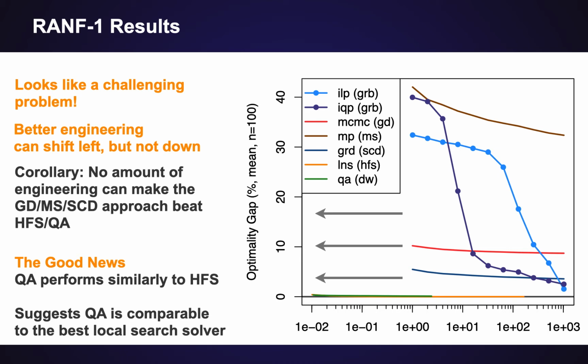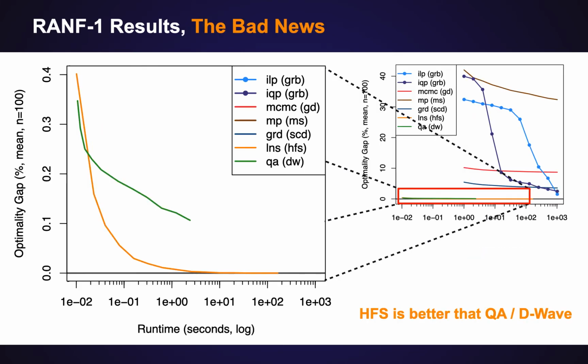The good news here is that quantum annealing, which is represented in green, is doing very similar to HFS, which is represented in orange, which is the state-of-the-art heuristic that we're trying to beat. This suggests that quantum annealing is comparable to the best local search approach that has been designed for this particular problem. Let's zoom in and just look at the results right here, because right now they look kind of on top of each other. It's hard to distinguish them. So when you zoom in here, you see a more nuanced picture where at very, very short timescales, maybe the quantum annealing has an advantage, but very quickly the HFS algorithm is outperforming it.